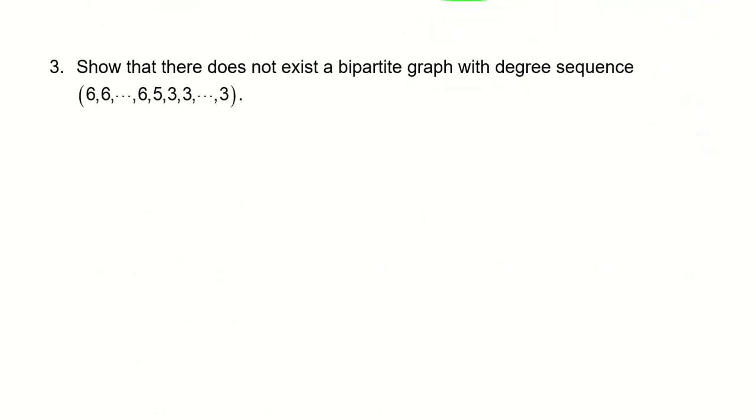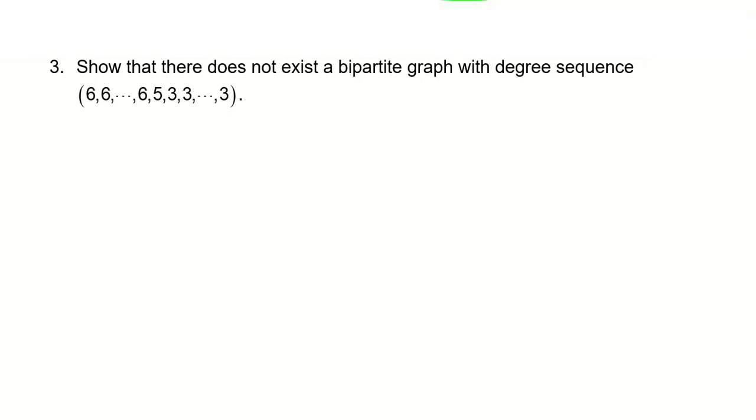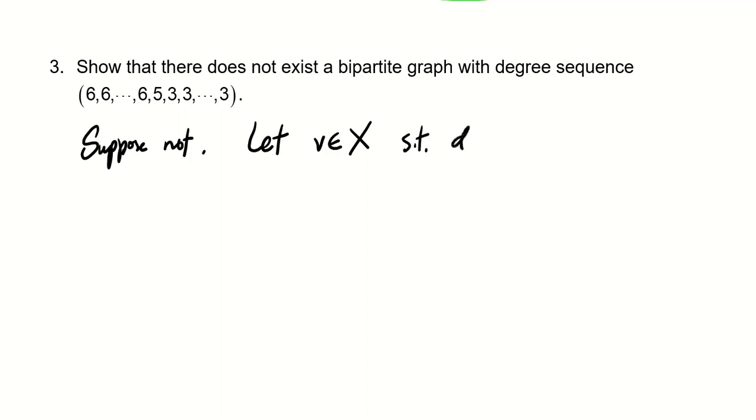Show that there does not exist a bipartite graph with degree sequence many of 6, 5, and many of 3. So we prove by contradiction. Suppose not, let V belong to Y such that degree of V is equal to 5.